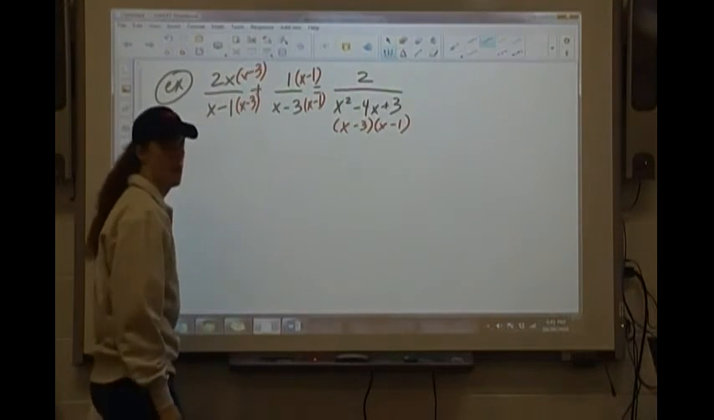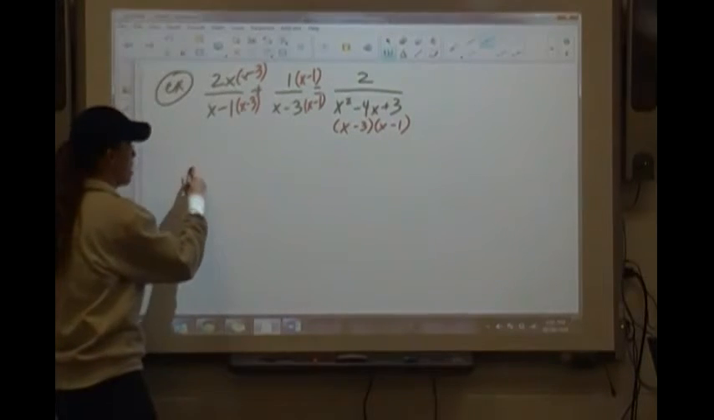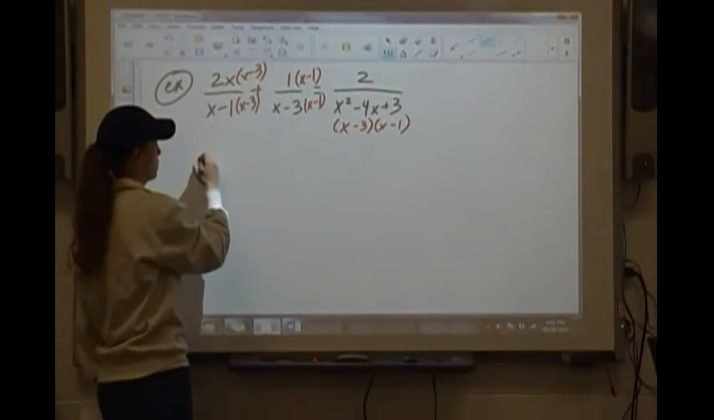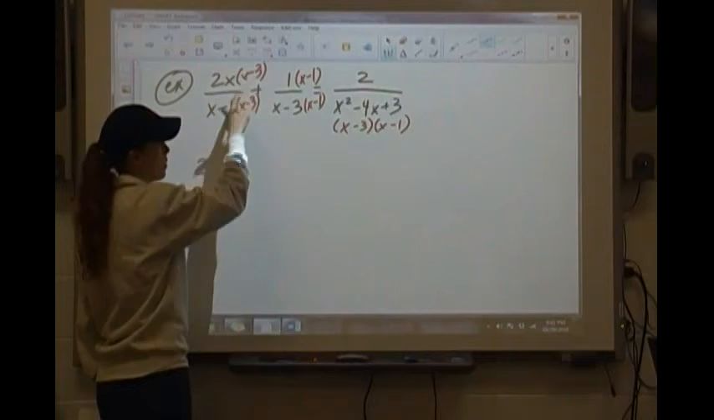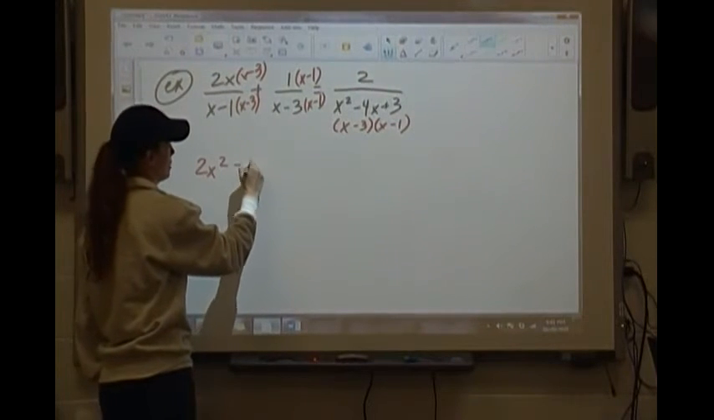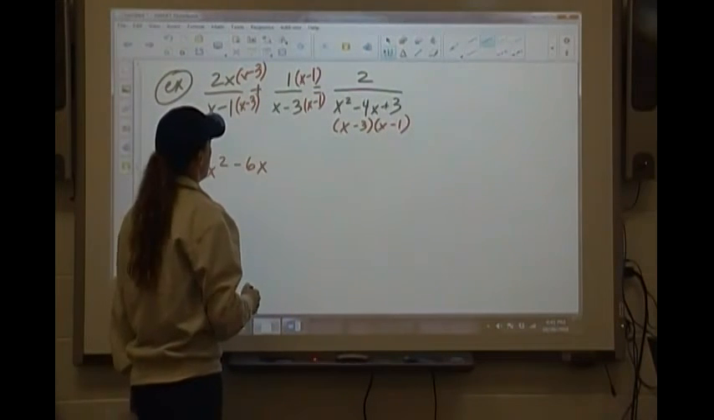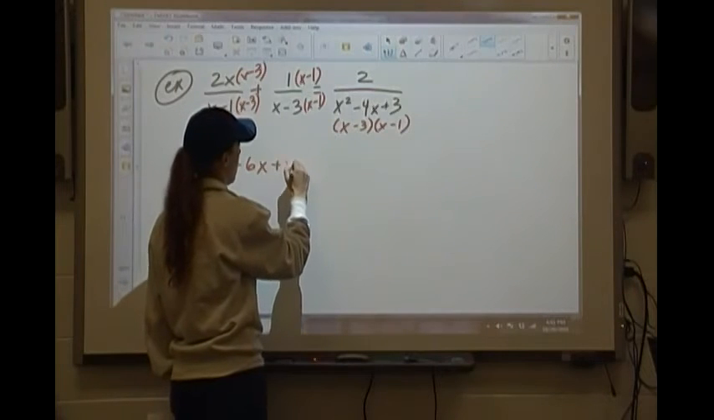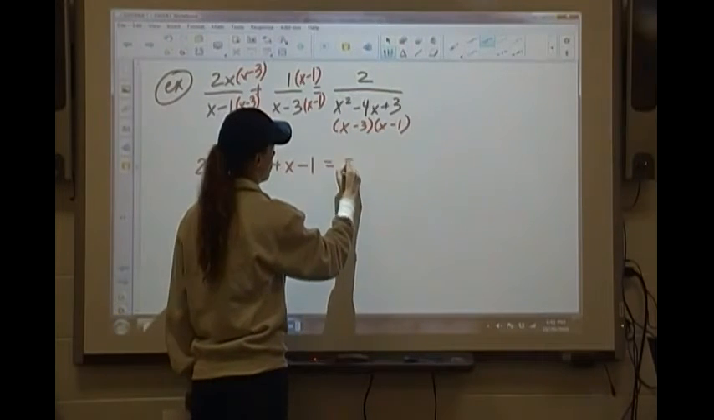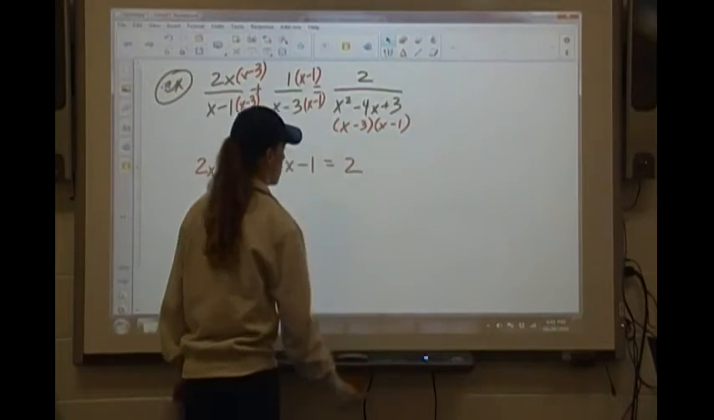And we have what we need in the far right one there. So if we distribute 2x times x, we get 2x squared. 2x times negative 3 is negative 6x. Then we're going to add x minus 1 and set that equal to 2. So now we want to solve this.